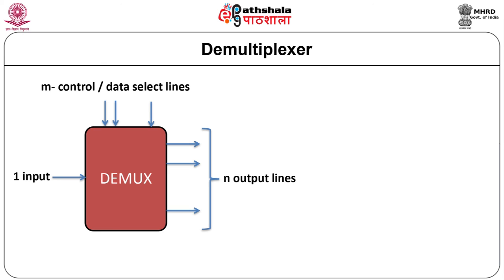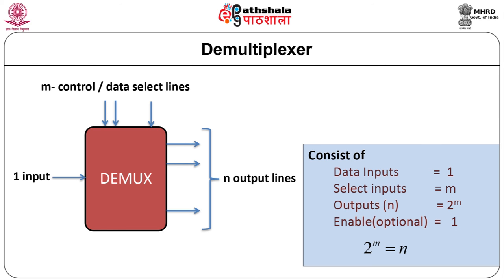In other words, the demultiplexer takes one data input source and selectively distributes it to one of n output channels, just like a multiposition switch. It also has m select lines for selecting the desired output for the input data. This demultiplexer is also referred to as a data distributor. The mathematical relation between select lines and the outputs is 2 raised to m is equal to n outputs.